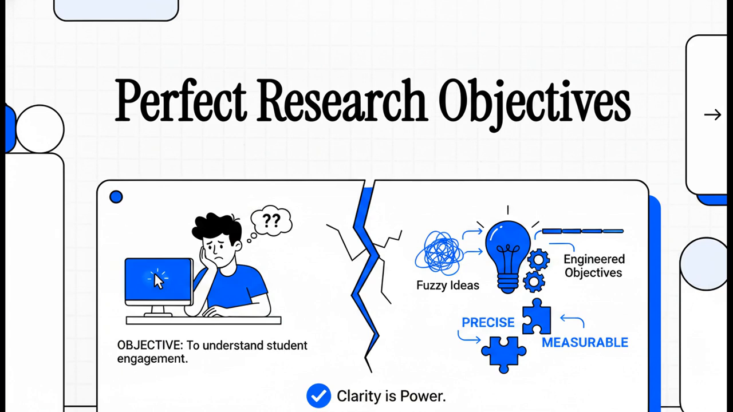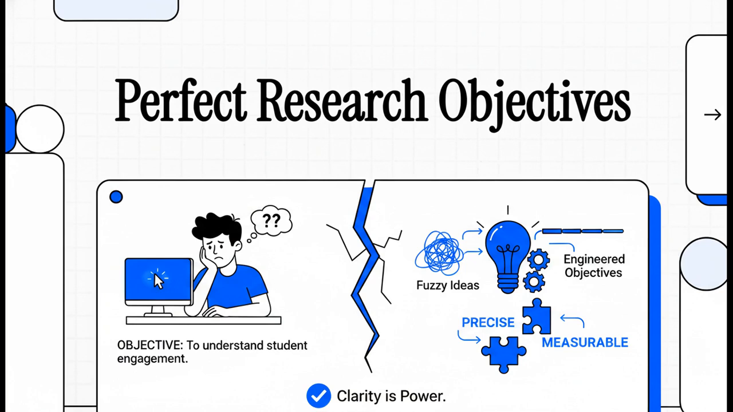That kind of vagueness is exactly why so many research proposals completely fail before they even get off the ground. You see, formulating strong research objectives isn't about sounding super academic or throwing in overly complicated jargon. It's all about being precise. So, welcome to this explainer. Today, we are going to transform those fuzzy, confusing ideas into perfectly engineered research objectives.